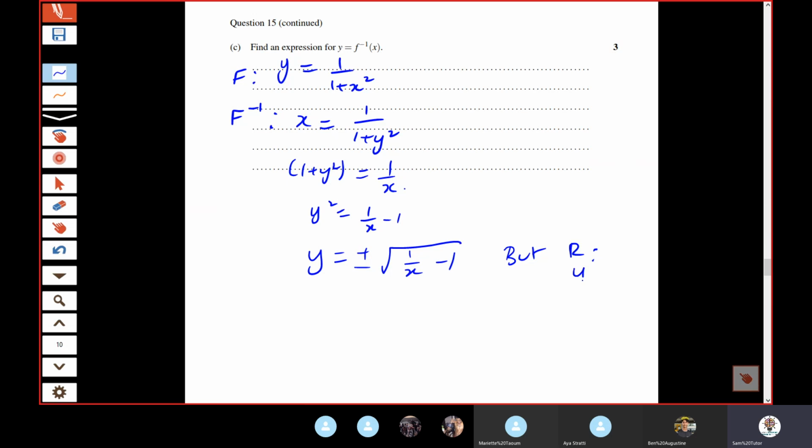Don't forget, you wrote y is greater than or equal to 0. Therefore, y equals root 1 on x minus 1. So just be careful. You've got to question why it's worth 3 marks if it's just a simple substitution and solving. And that's the giveaway. Okay, Raya.